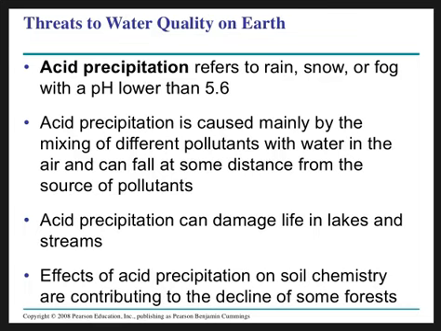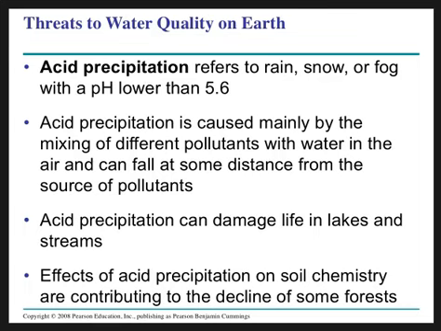So it's the mixing of different pollutants with water in either the air or in a water source that then gets evaporated into the air. Because it enters the air in circulation, we can transfer it, and those pollutants and that acid rain can fall a considerable distance from the source. Why that's important environmentally is that acid precipitation, that 5.6 or even lower, more acidic, can damage life in lakes, in streams, and in the areas around the lakes and streams, in the vegetation.